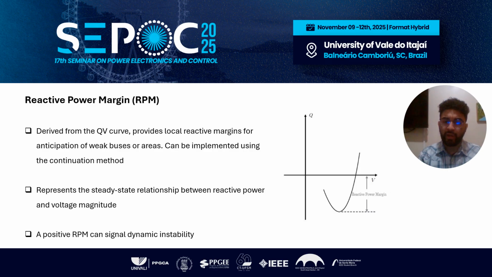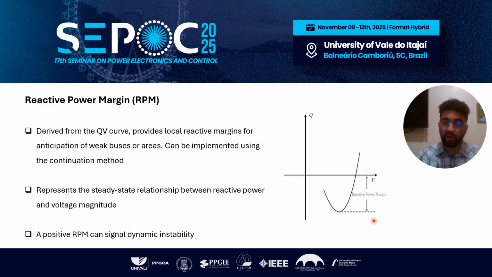It provides a local reactive margin for anticipation of weak buses, or areas, as well as the tangent vector. It can be implemented using the continuation method. It states the relationship of the steady state of the reactive power and the voltage magnitude, as shown in the image, and usually a positive value of the RPM can signal dynamic instability.